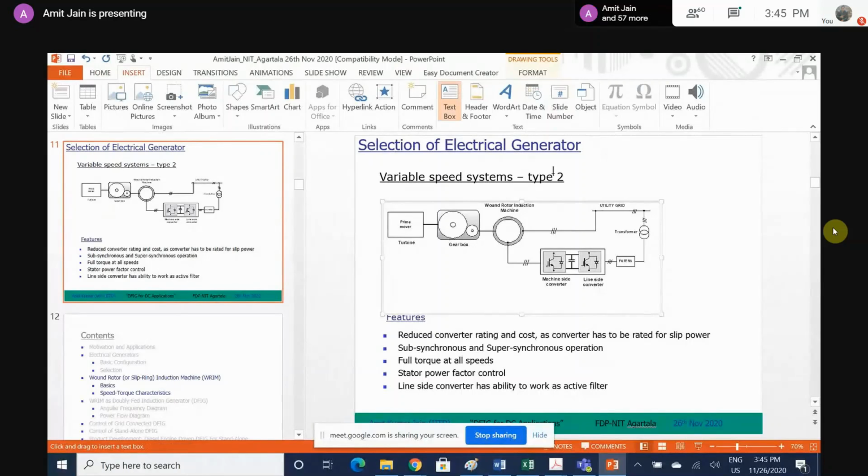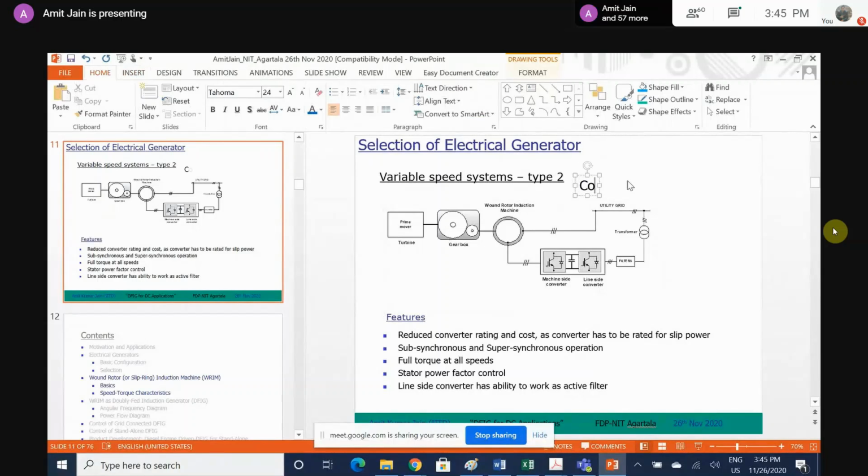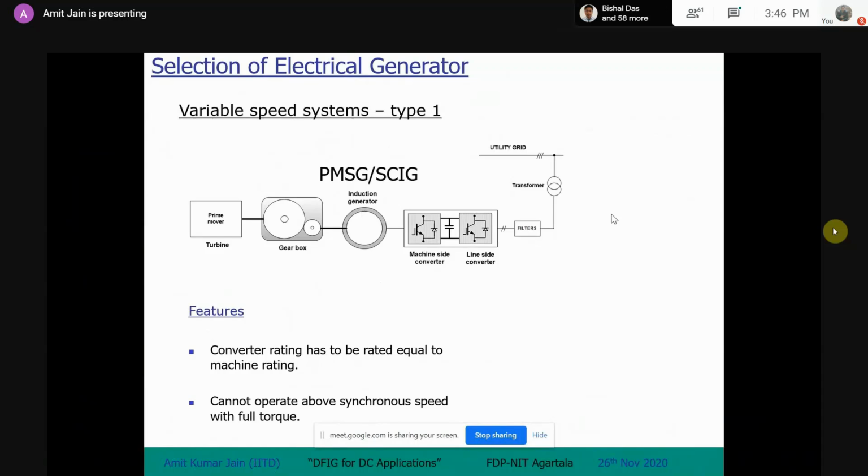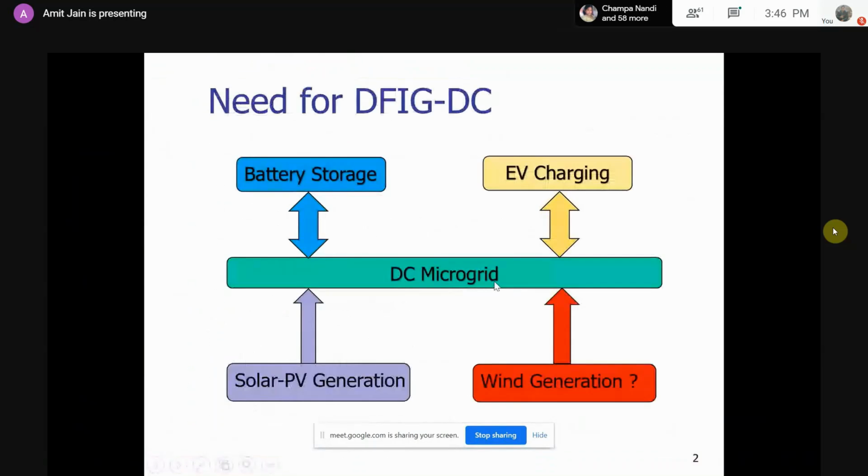So this is the conventional DFIG system, and you can make out this conventional DFIG system is suitable for AC grids. See here, this system is connected to an AC grid, right? AC 3-phase grid. Now, when we talk about this requirement, we're talking about a DC microgrid.